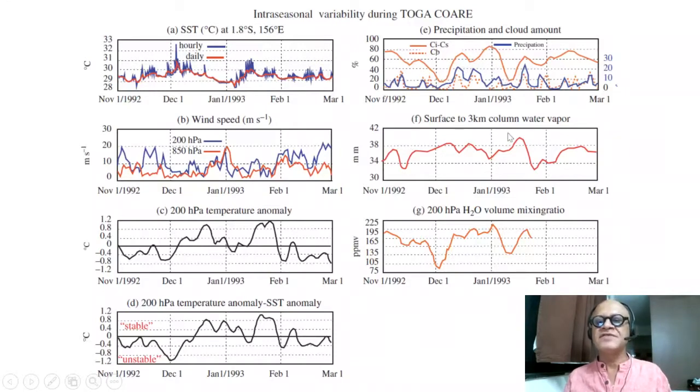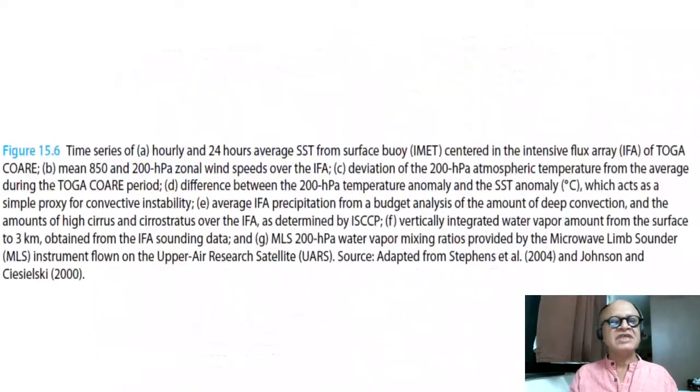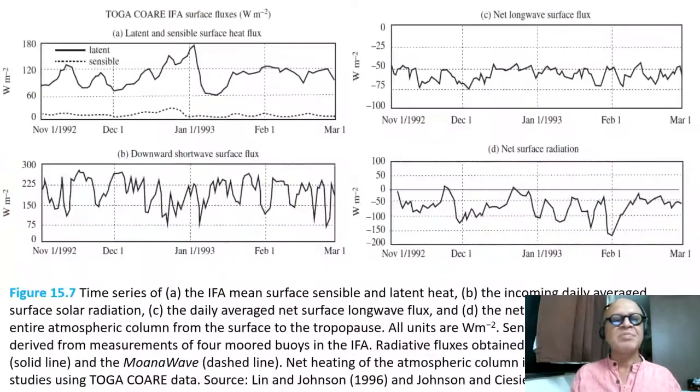And this is the surface to 3 kilometer column water vapor. Again, warming phase builds up the moisture which is associated with building up CAPE, and then the 200 hectopascal volume mixing ratio. When the convection happens and rain occurs, the upper atmosphere obviously gets dried out, and when it is in the convective phase or the building phase, then it loads up the upper atmosphere as well.